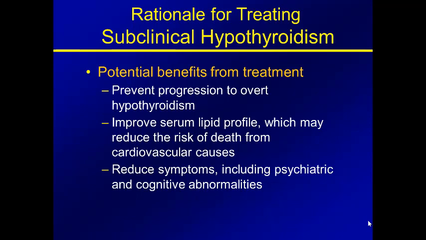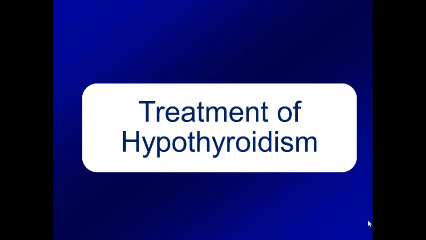Early treatment here prevents progression to overt hypothyroidism. An added benefit: early treatment improves serum lipids, which may reduce the risk of death from cardiovascular causes. The third important one is reduced symptoms, including psychiatric and cognitive abnormalities, with treatment of the subclinical disease.